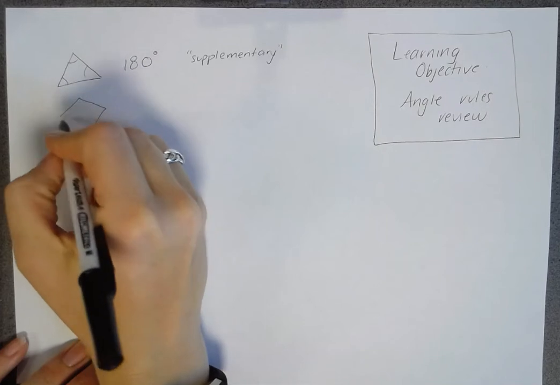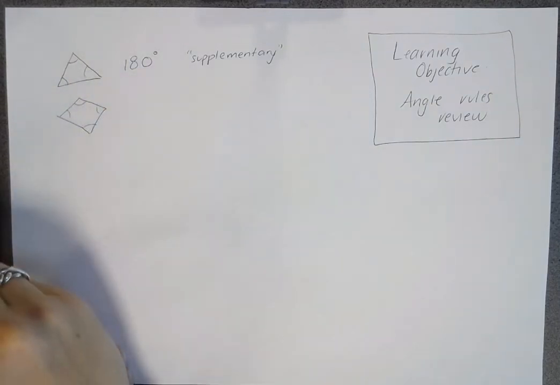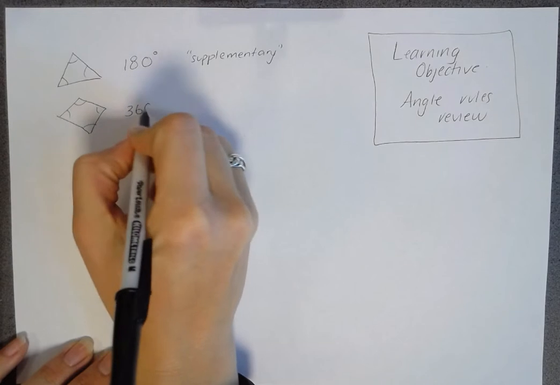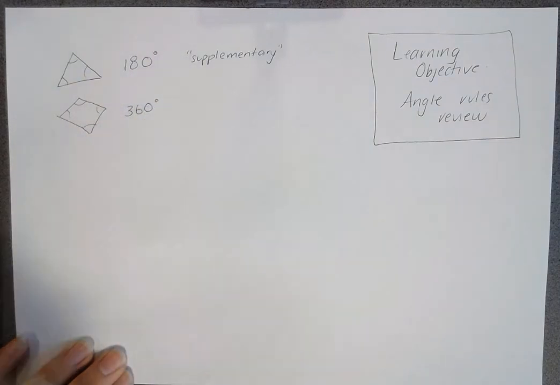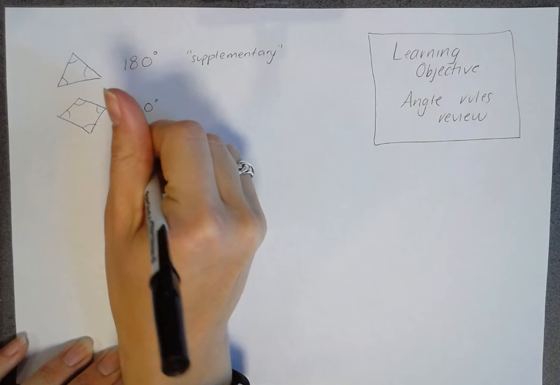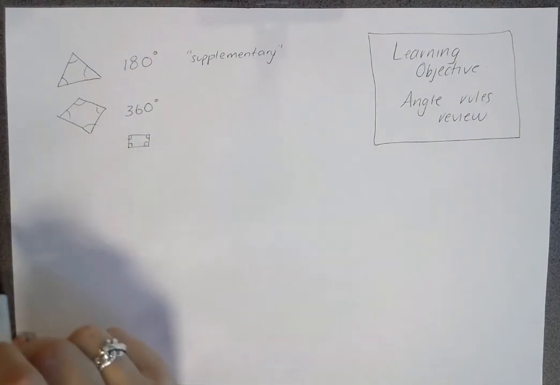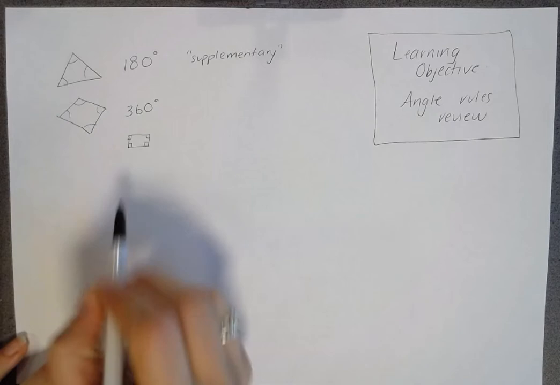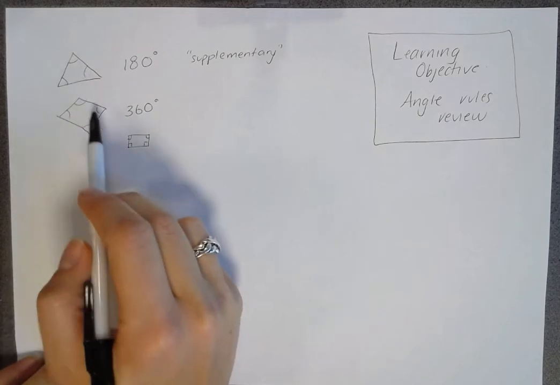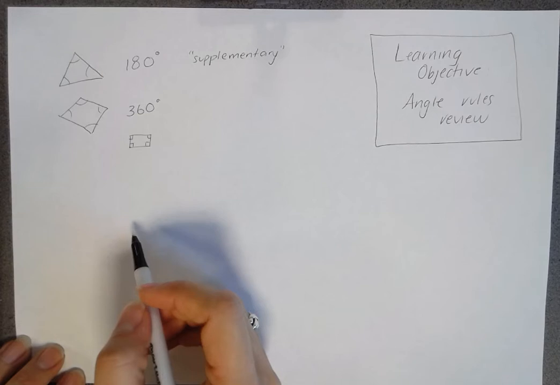If we have a four-sided shape, the angles inside that quadrilateral add up to give 360. So you could think about a rectangle where all of the sides are right angles. 90 plus 90 plus 90 plus 90 gives us 360. So that is something to remember. Three sides, 180. Four sides, 360.